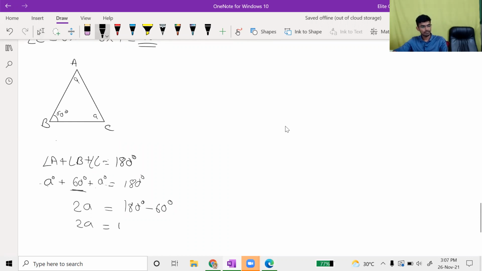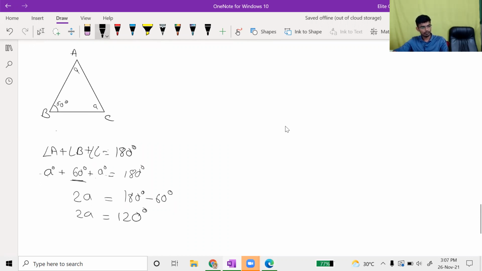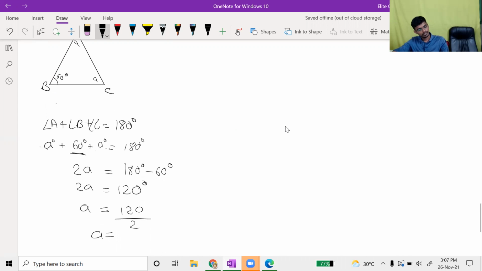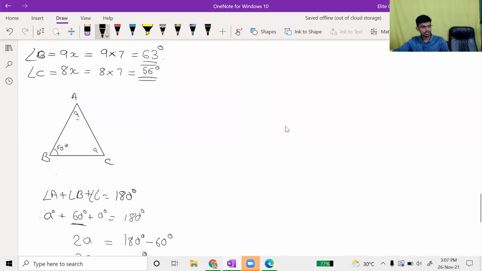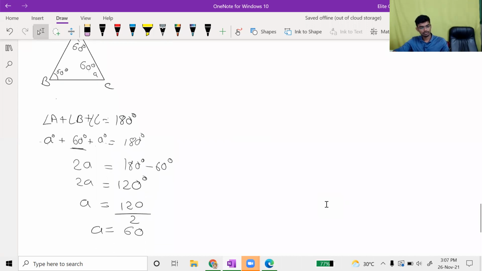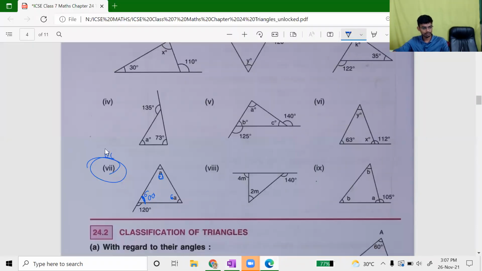120 degree. Now A is equal to how much? 120 divided by 2. So A is equal to 60. So this will also be 60 degree and this will also be 60 degree. Understood? Yes, sir. Okay, so you can do it later as homework.